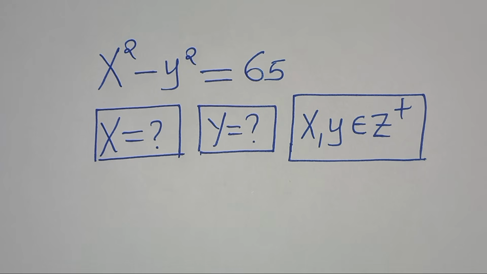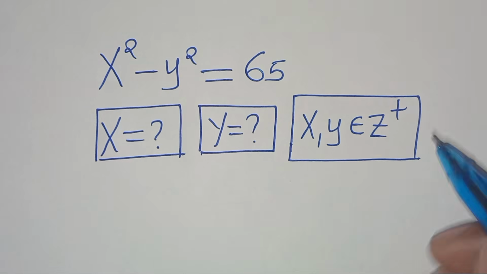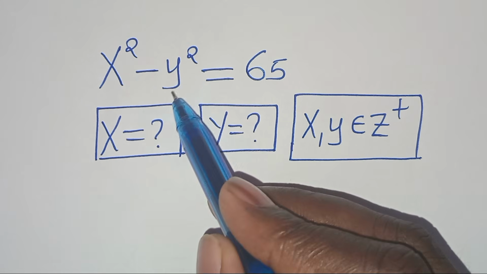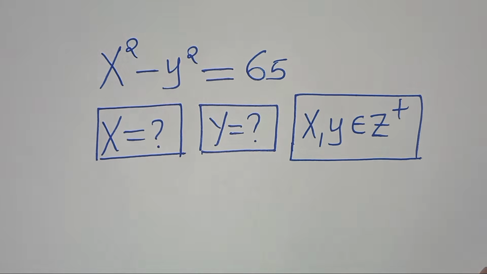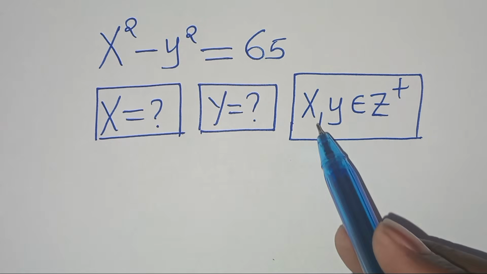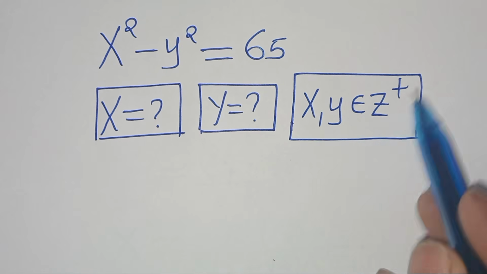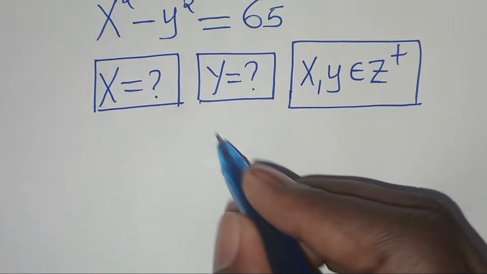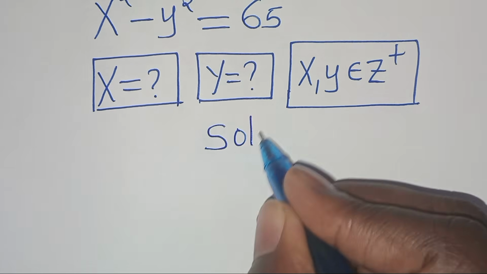Hello everyone, you're welcome to solve this nice algebra problem: x squared minus y squared is equal to 65. What is the value of x and what is the value of y, given that x and y are members of positive integers? Now let's provide a solution from here.